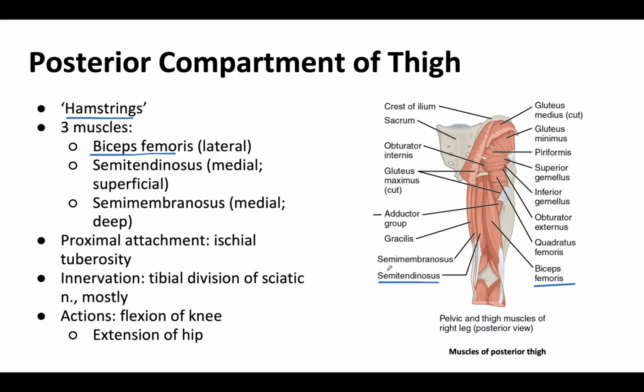The other muscle is the semimembranosus muscle, which is deep to the semitendinosus, and its proximal attachment is flattened and resembles a membranous form.